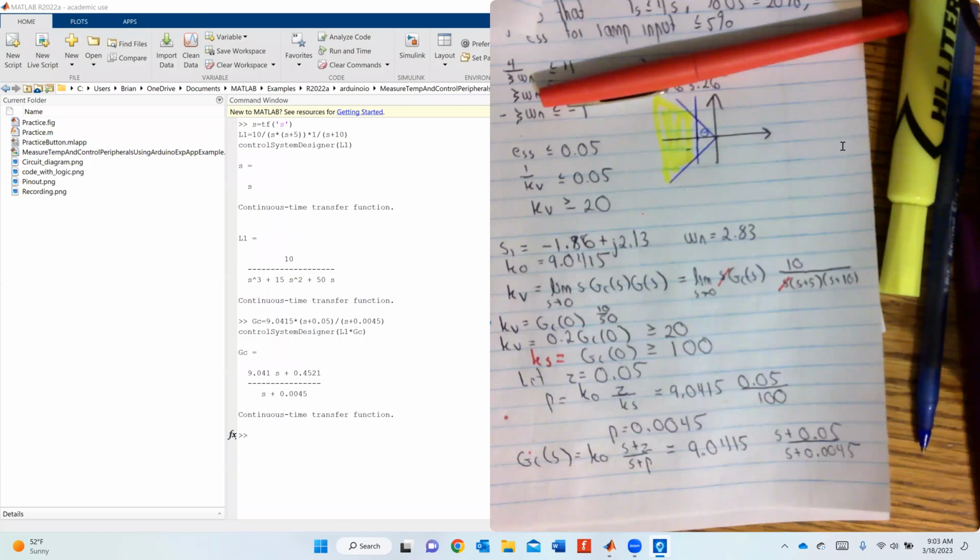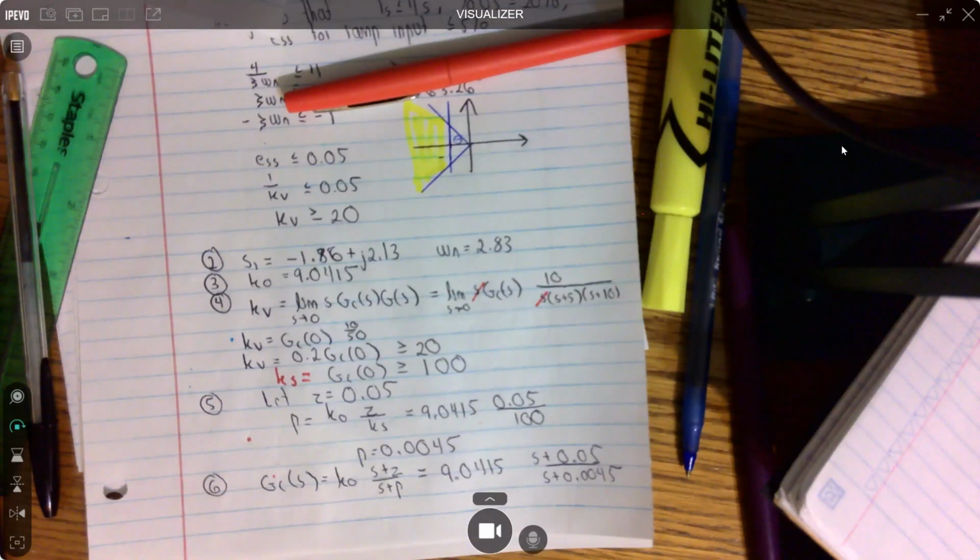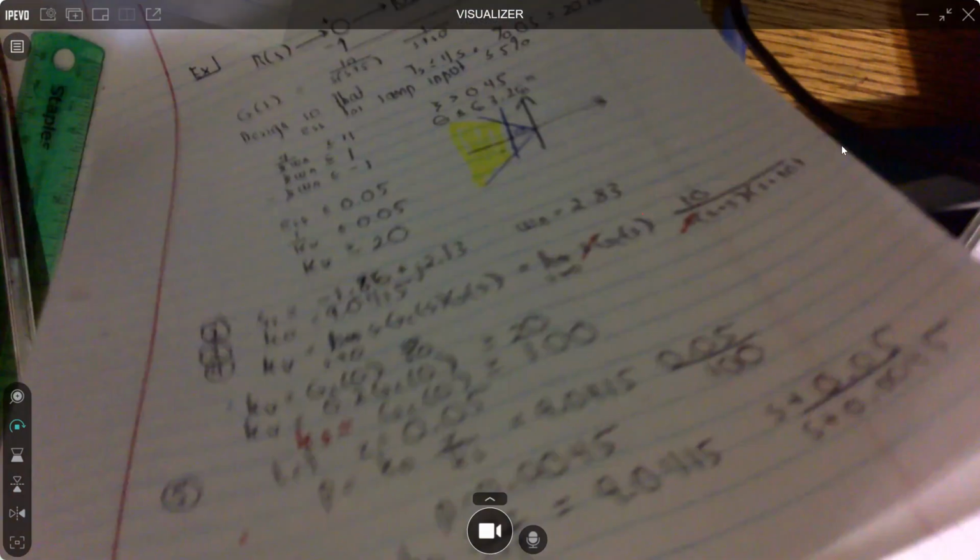So now we saw how to design a phase lag controller. What you can do is, sometimes you might need to have both a phase lead and a phase lag, because you have to meet your transient response and you have to meet your steady state response. Basically, if you see a steady state error that you have to fix, you know you need a phase lag. If you see a transient response requirement, you're probably going to have to use a phase lead.